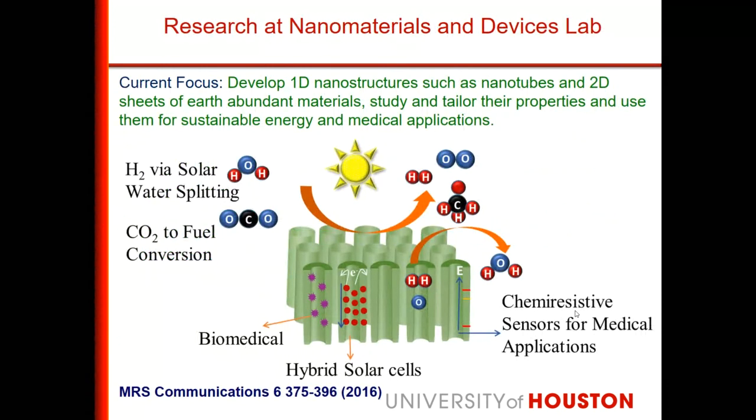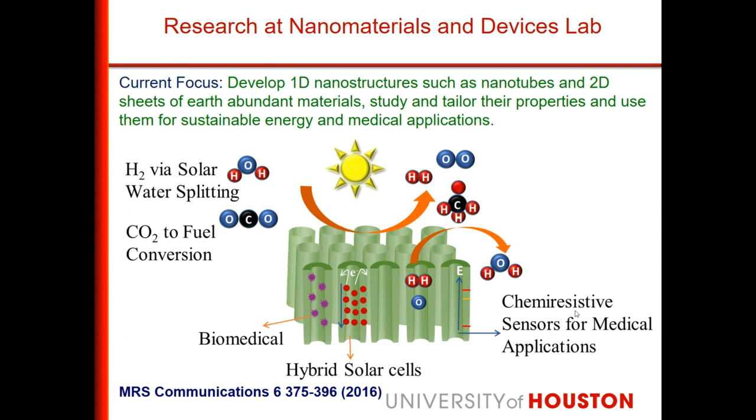So in our lab, we utilize these properties for primarily three applications. One is solar fuel generation. There are two types of fuel generation process we are interested in. One is hydrogen generation via water splitting. The other one is carbon dioxide recycling, or carbon dioxide to fuel conversion. Then the second project is hybrid solar cells, which is the latest type of solar cells. And the last application is sensors for medical diagnosis. So we will discuss this briefly.